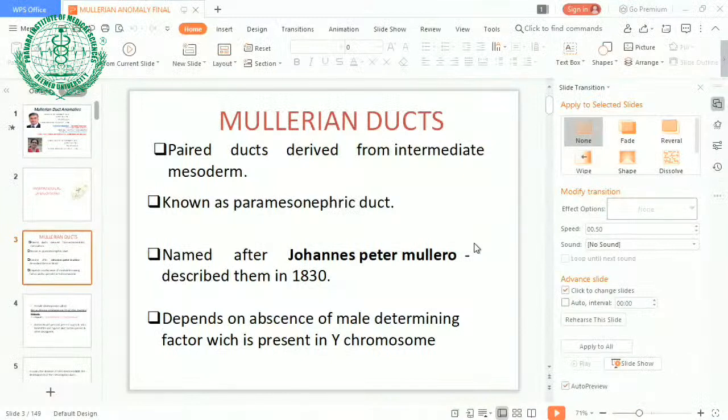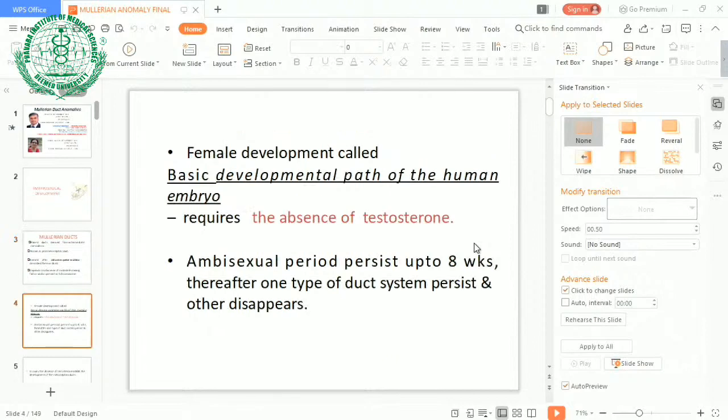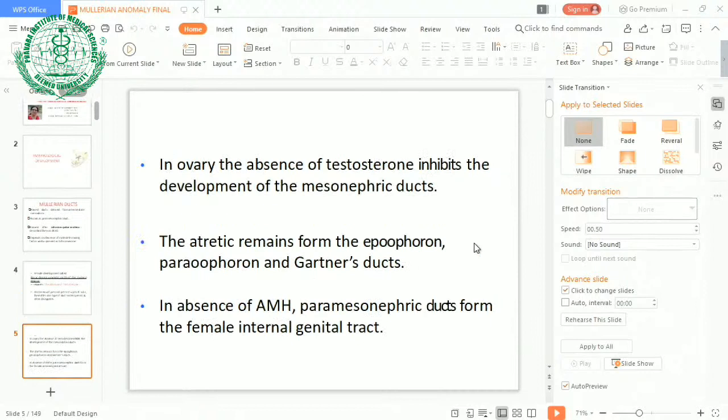derived from intermediate mesoderm, that is Mullerian duct, also called as paramesonephric duct. It is named after Muller, which was described in 1830, and depends on absence of male determining factor which is present in Y chromosome. Basically, it's a development path of human embryo which requires the absence of testosterone. So, an ambisexual period persists up to 8 weeks. Thereafter, one type of duct persists and another disappears.